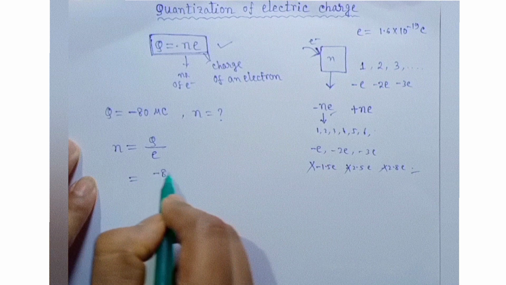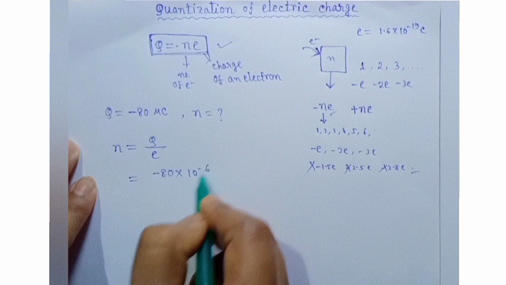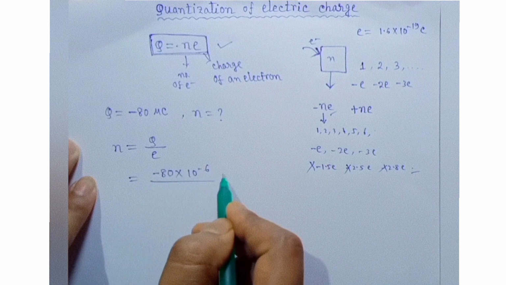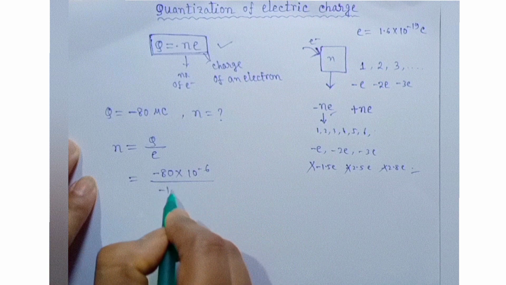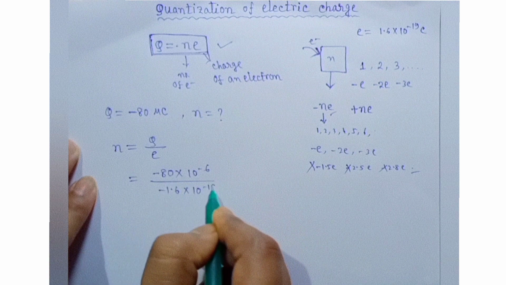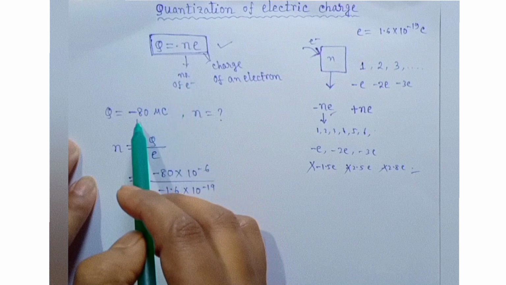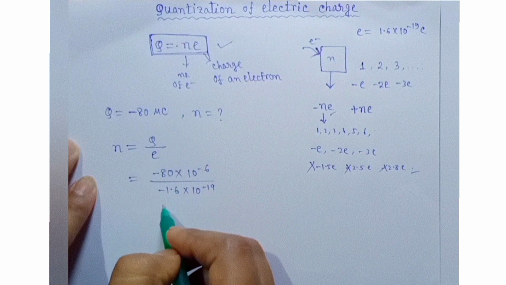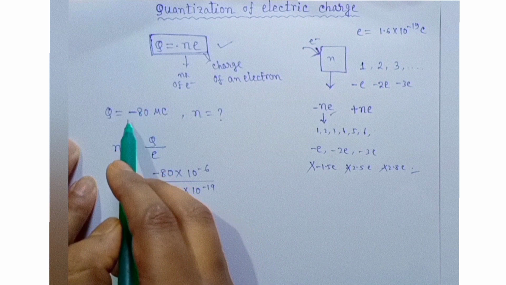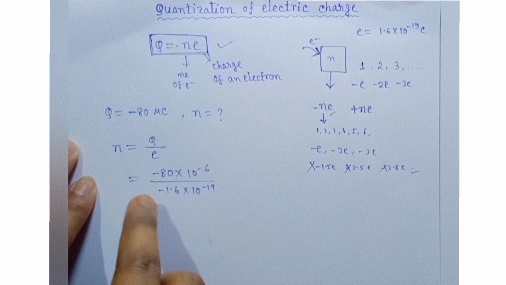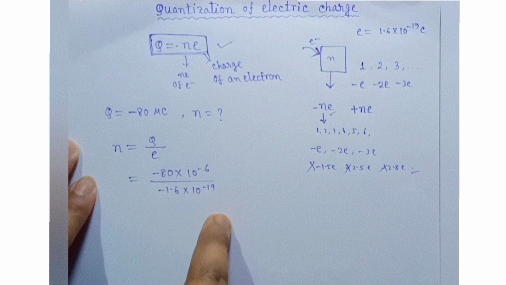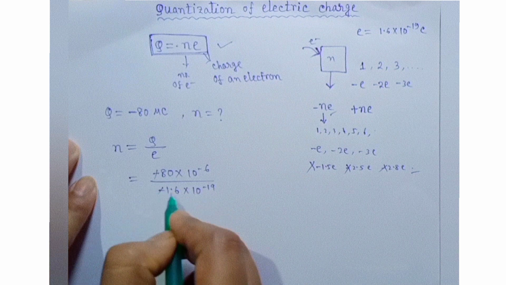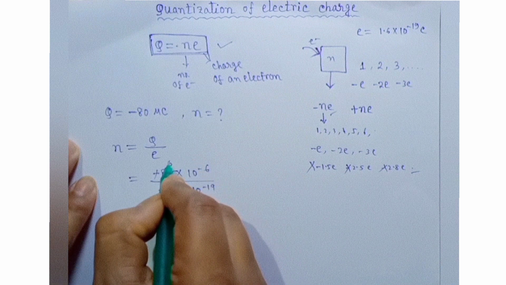So here minus 80 micro means 10 to the power minus 6, so minus 80 into 10 to the power minus 6 coulomb divided by minus 1.6 into 10 to the power minus 19 coulomb. Since it has excess of electrons, therefore we are using the minus sign here. If the object has positive charge, then we will use plus 1.6, that means the charge of a proton. Okay, so in this case we are getting 50.